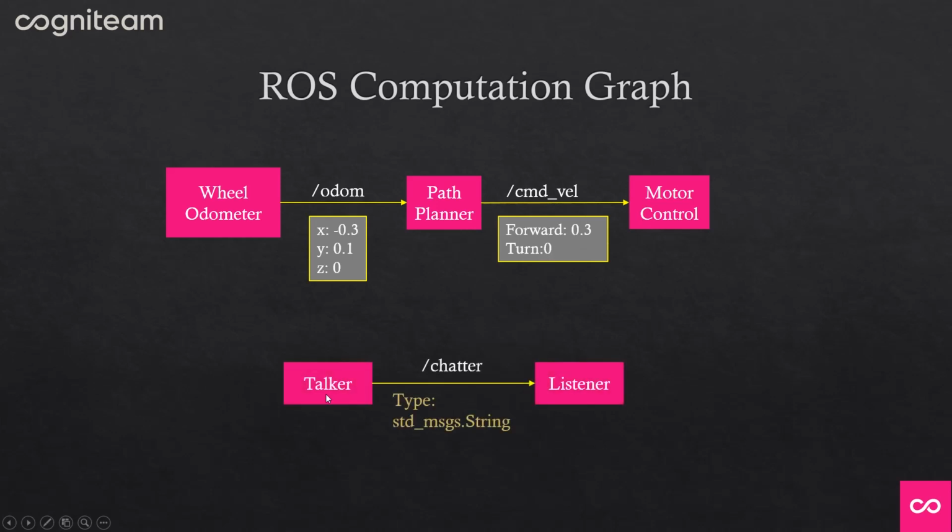Another example would be a talker and a listener. This is straight from the ROS tutorials. We have a talker node which publishes a chatter ROS topic, of the type std_msgs/String, and the listener node reads these messages. We're going to take this example in our next tutorial and upload it to Nimbus.